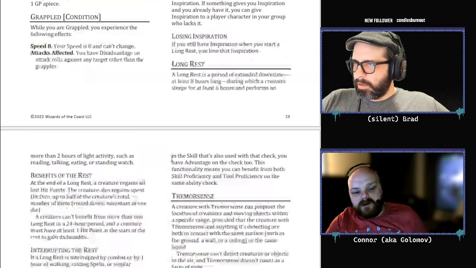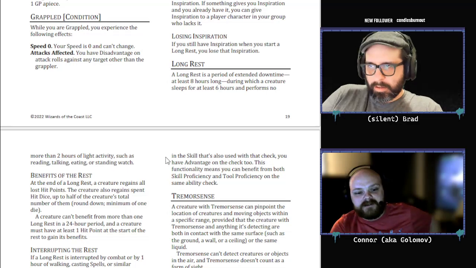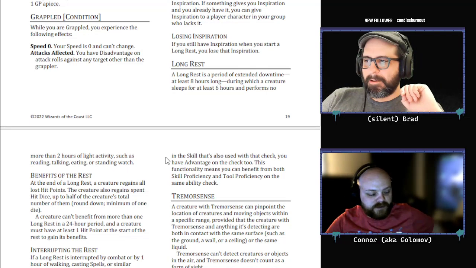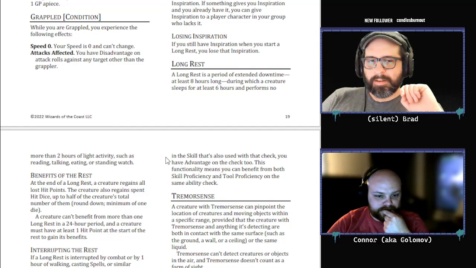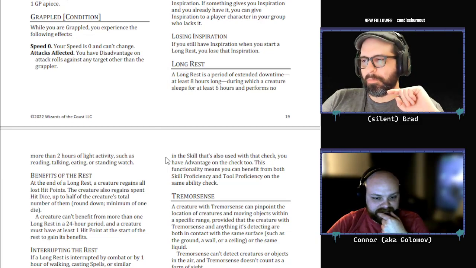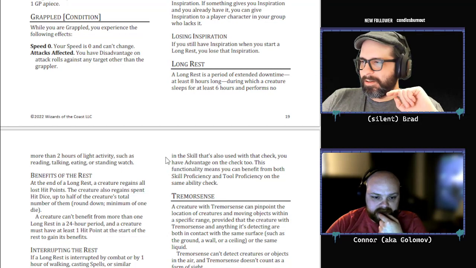You must have 1 hit point at the start of the rest to gain its benefits, so you can't be unconscious going into a rest anymore. Yeah, they have to heal you before you can get a long rest. That's true. I just thought I'd put that in. That was interesting.